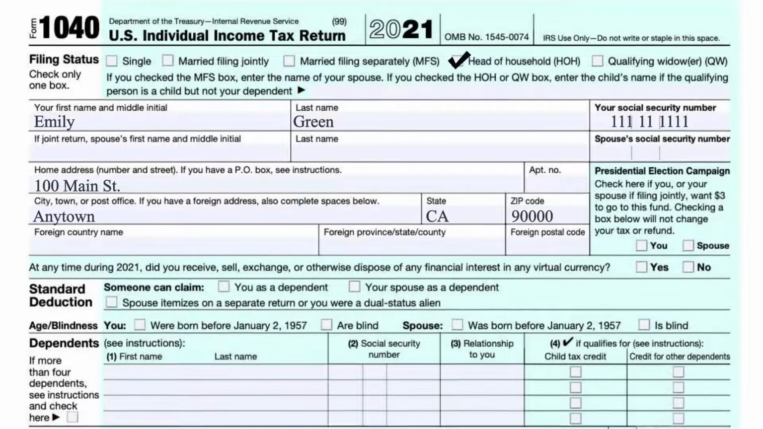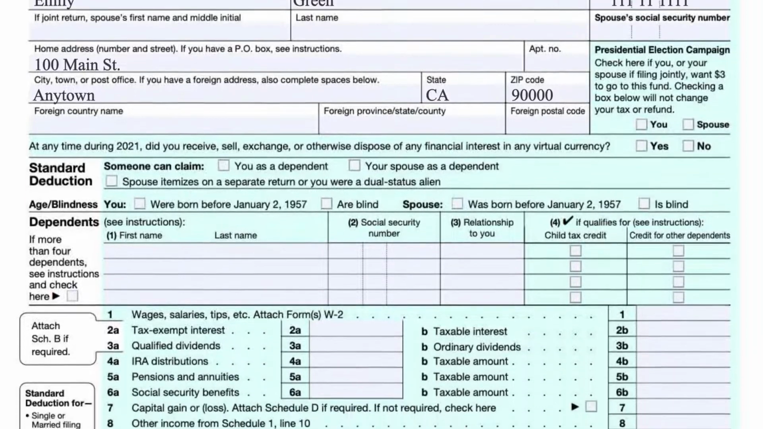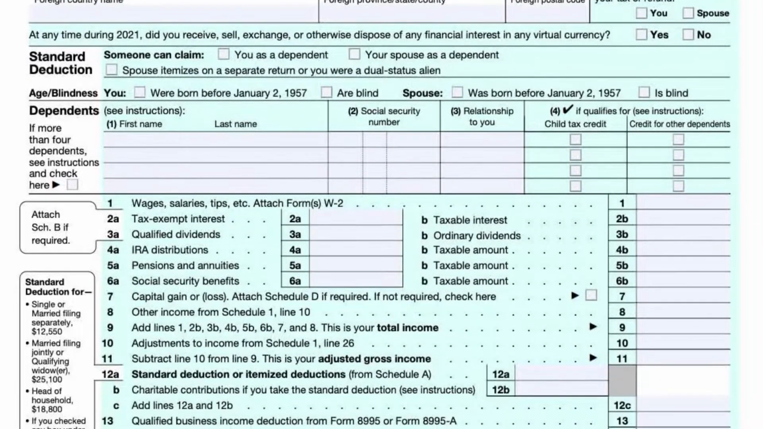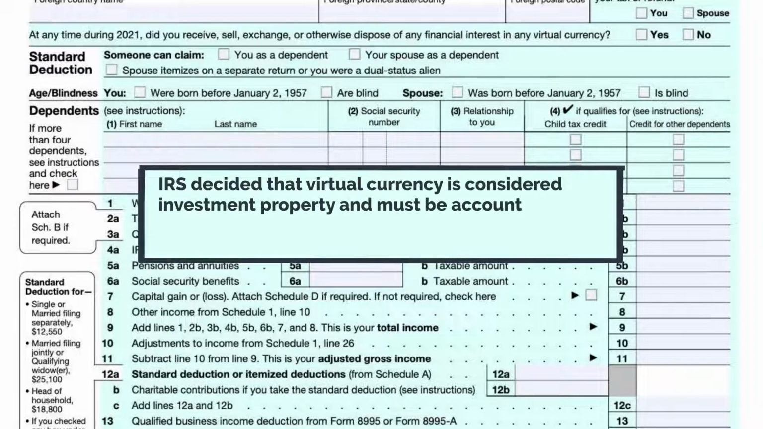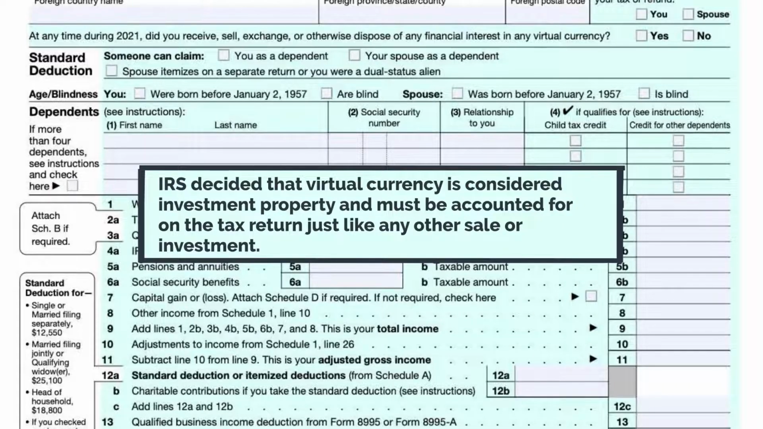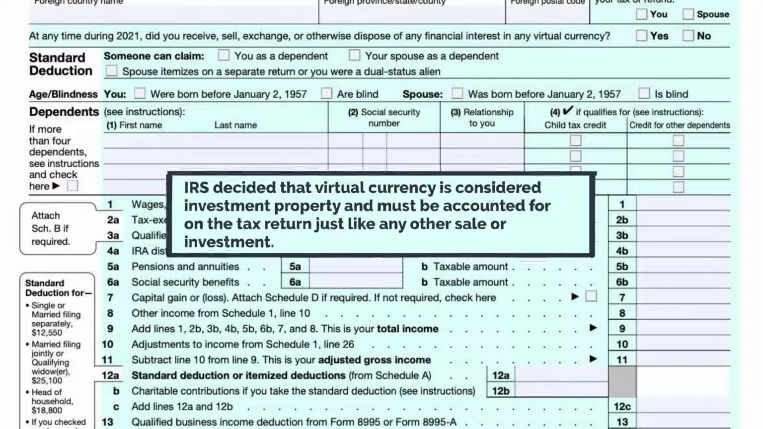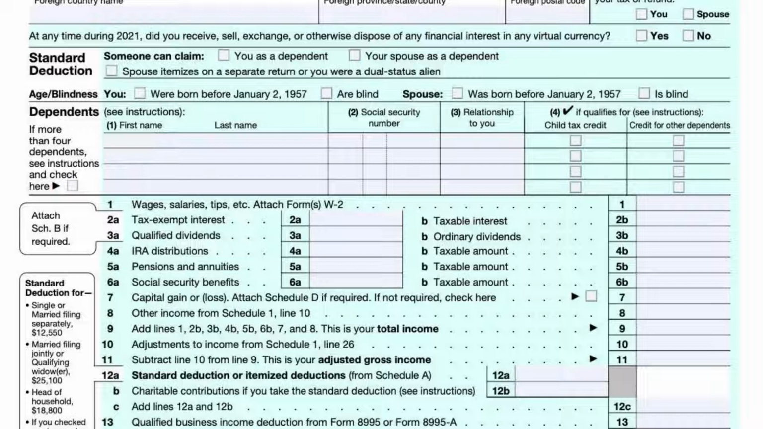The next parts are just entering her name, putting in her first, last name, and home address. After filling in her information, we get up to a question asking, during 2021, did you sell, send, exchange, or otherwise acquire any financial interest in any virtual currency? This is a newer question, added in 2020 when the IRS decided that virtual currency is considered investment property and must be accounted on the tax return just like any other sale or investment. But with the given information, we see Emily Green did not, so we're going to check off no.